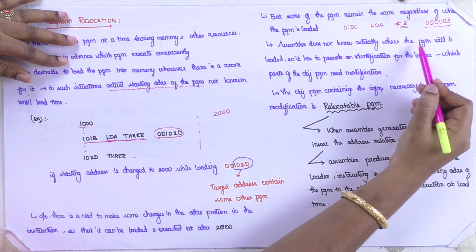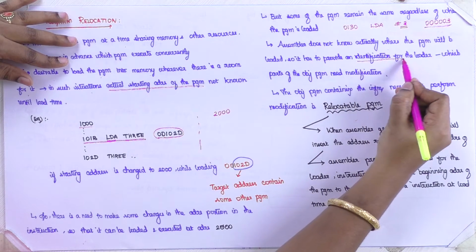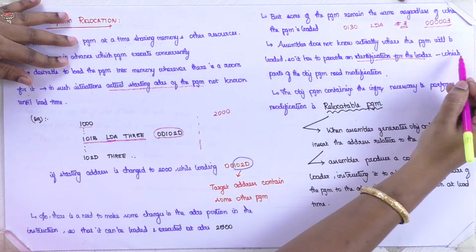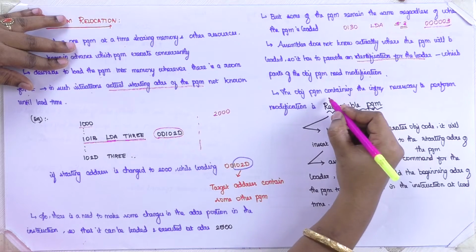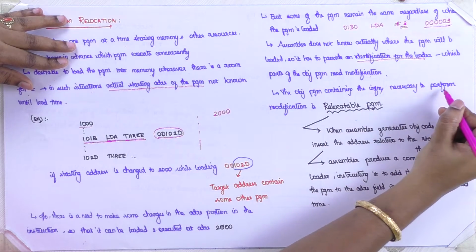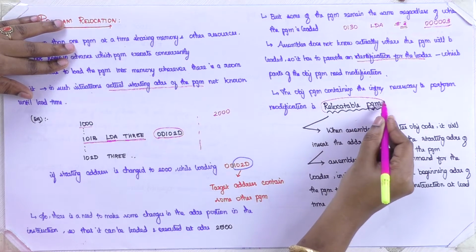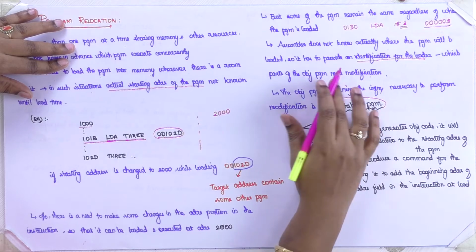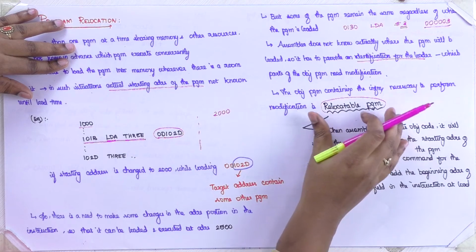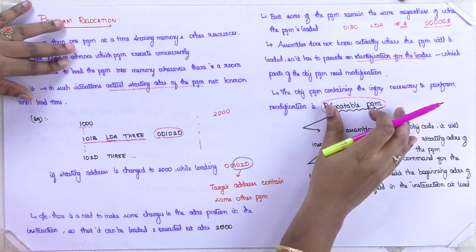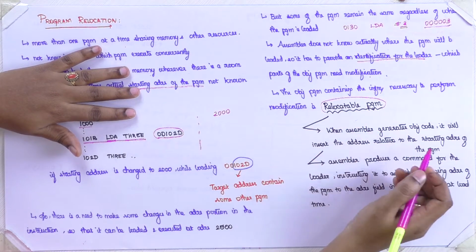The assembler does not actually know where the program will be loaded. So it has to provide an identification for the loader, that is, which parts of the object program need modification. The object program containing the information necessary to perform modification is called a relocatable program. It is the work of the assembler to identify for the loader those instruction contents that need to be modified while loading, depending upon the starting address of the program.